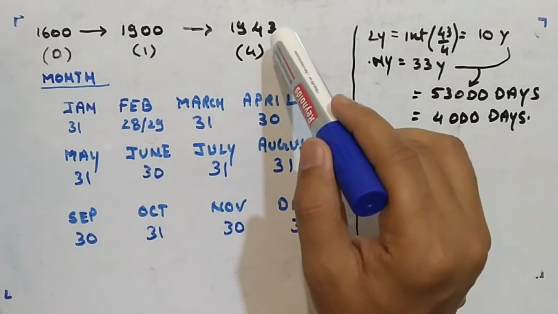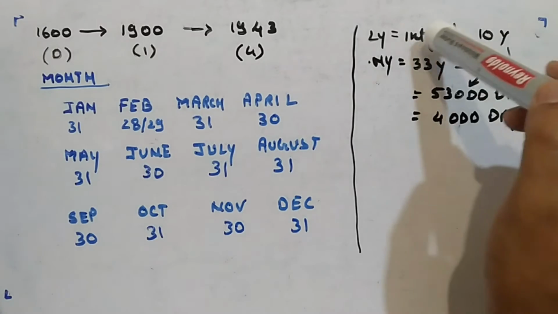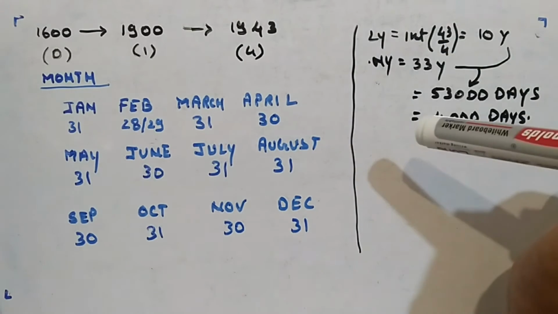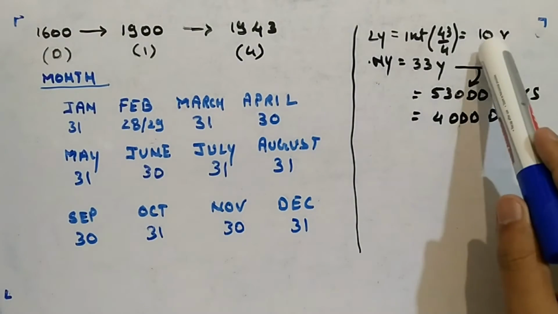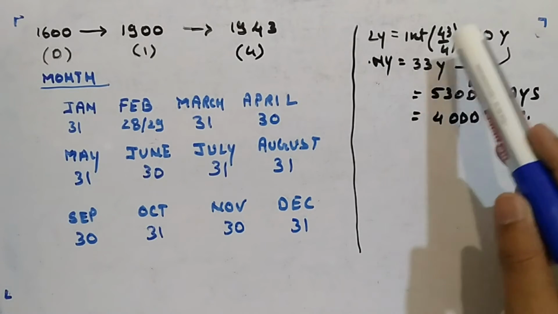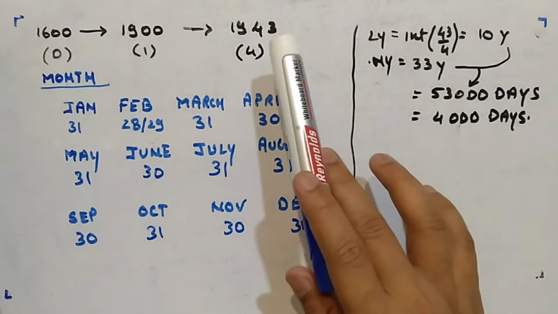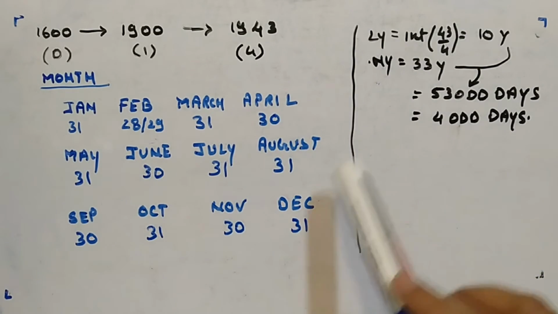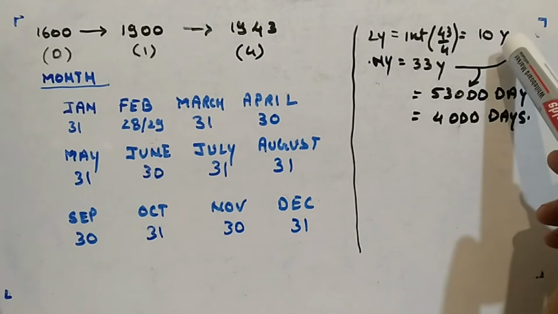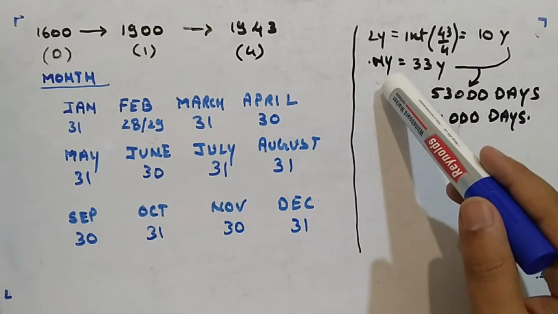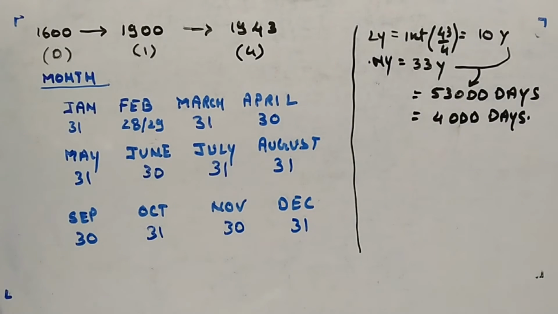So 43 is not divisible by 4. So we will take only the integer part by dividing it by 4. That will be the leap years, the number of leap years between 1900 to 1943. 10 years will be there because 43 divided by 4 will be 10 point something, you take the integer, it will be 10. Similarly, if you subtract from 43, you will get normal years equal to 33 years. So we have leap year 10 years, normal year 33 years between this period, 1900 to 1943. So what does this mean?